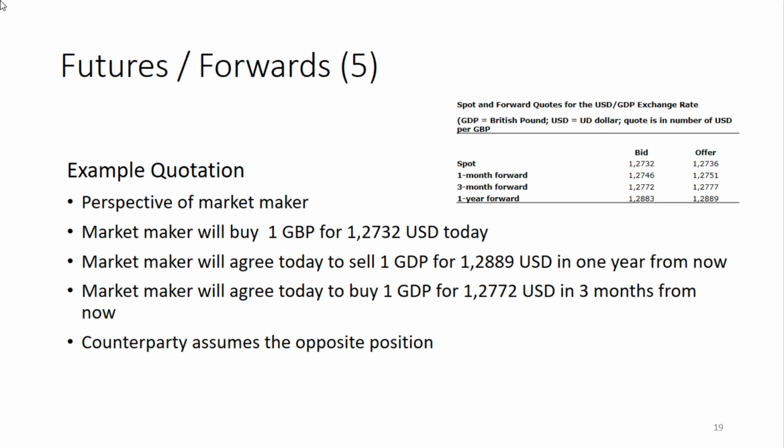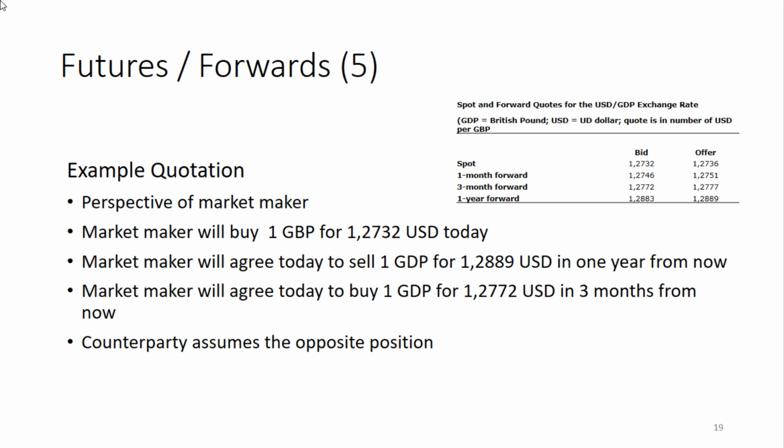So I have an example of how, in this case, forwards are quoted. Let's look at the table in the top right position. The table is for spot and forward quotes for buying British pounds, GBP, and what the amount is that needs to be paid in terms of US dollars. So it's the US dollar GBP exchange rate. How many dollars do I pay for 1 British pound? And then there are 3 columns.